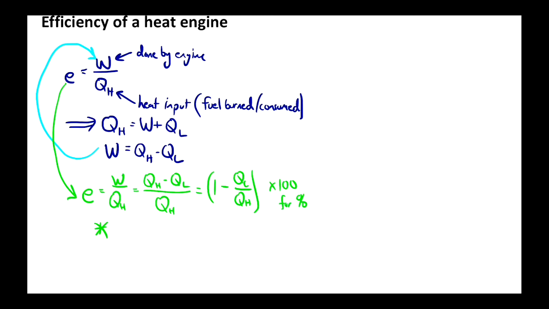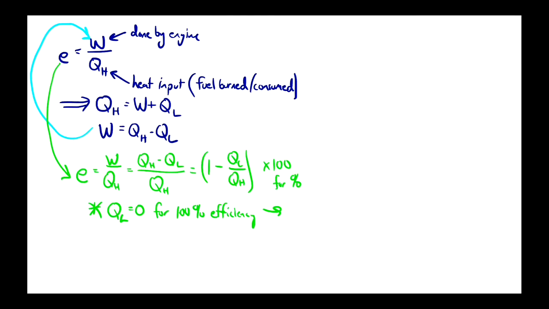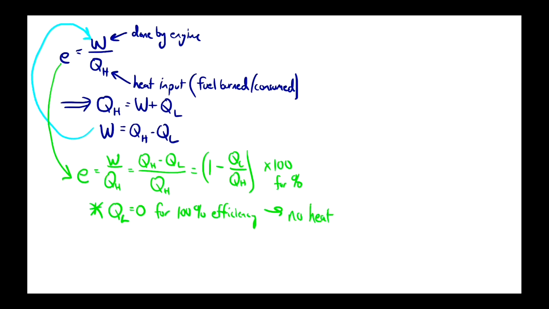That is one way of looking at it, yeah. I'm not going to go there quite yet. We don't have temperatures here. What in the equation has to be 0 to get 100% efficiency? Yeah, this top term, QL, would have to be equal to 0 for 100% efficiency. In other words, there would be no heat exhaust.